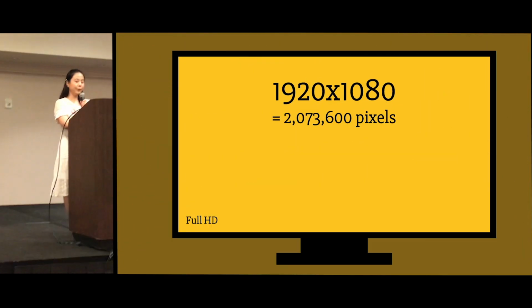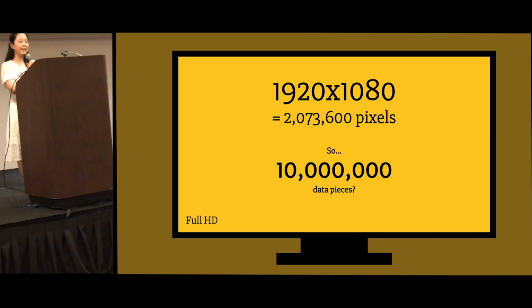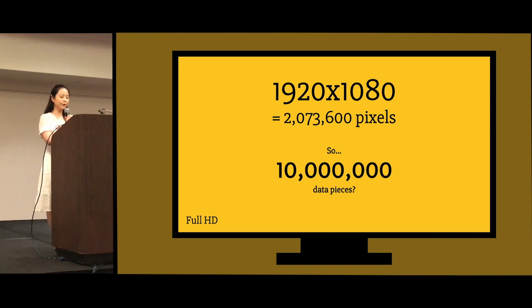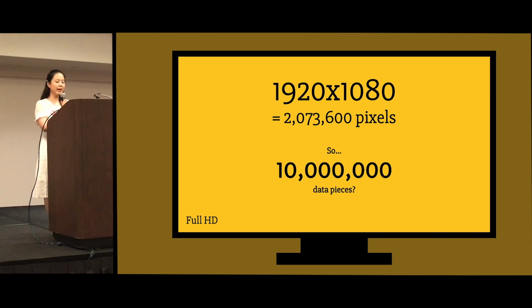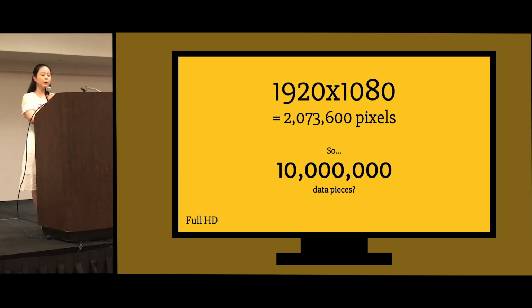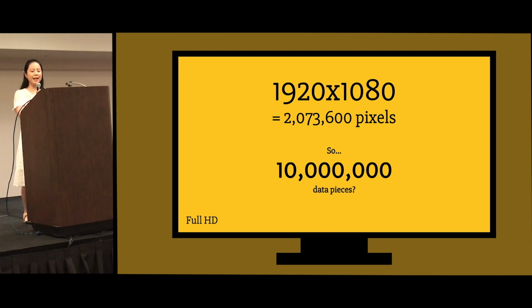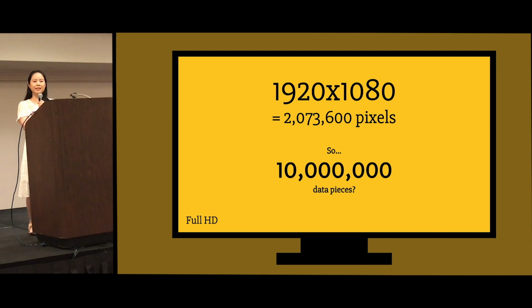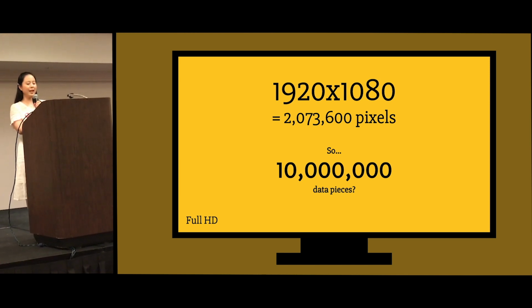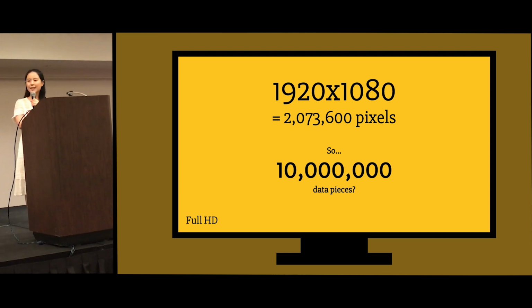To make it easier for you to understand, let's take the example of a Full HD monitor whose resolution is 1920 by 1080. The overall pixels are about 2 million. So, for a chart with 10 million data pieces, it means that on average there are 5 data pieces in a single pixel. I will explain why this is necessary and how we make this possible next, but first let's have some background information.